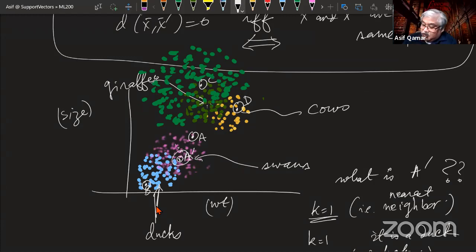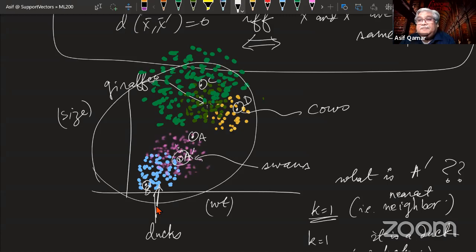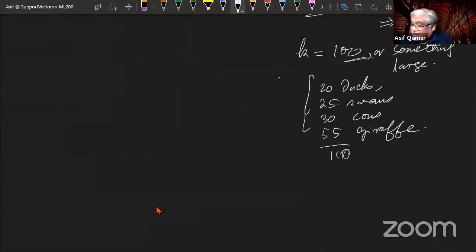Imagine that you go at K is equal to 100, you will end up taking a circle like this. In this big circle, you have to go really far to find 100 neighbors. And what will be the majority here, guys? Giraffes, exactly. So you will end up concluding that A prime must be a giraffe.